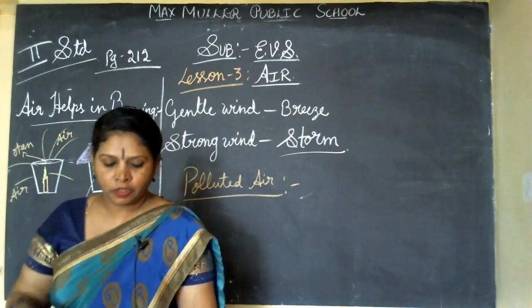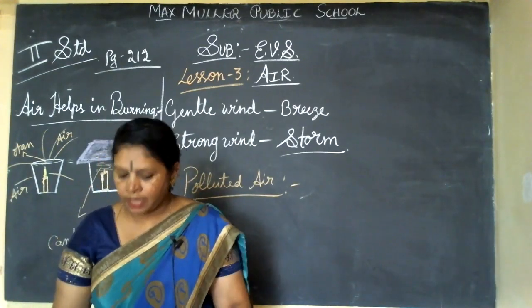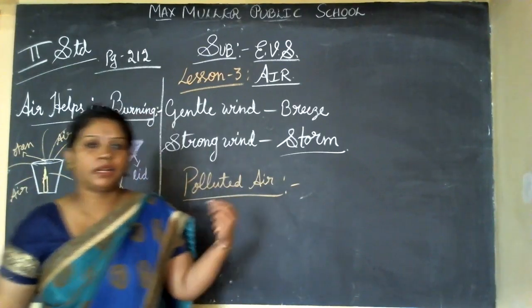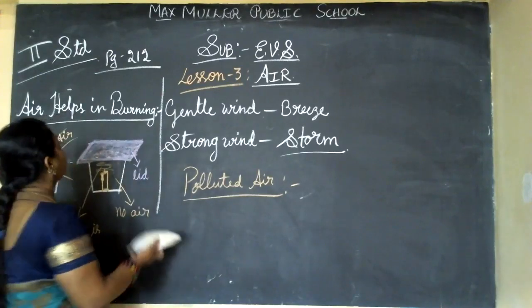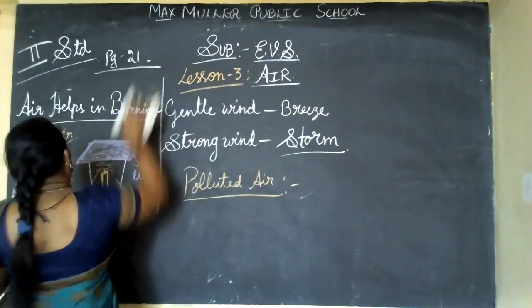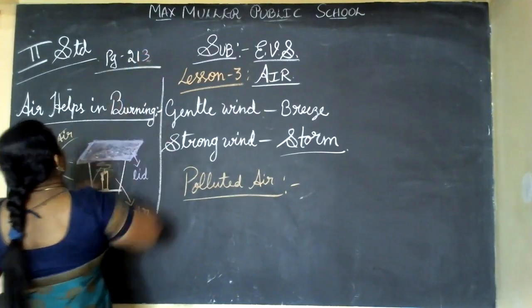Now, open your textbook, page number 213. We will do the exercises. Fill in the blanks and write down only the answer. You can copy it down in the textbook. Okay, page 213, fill in the blanks.